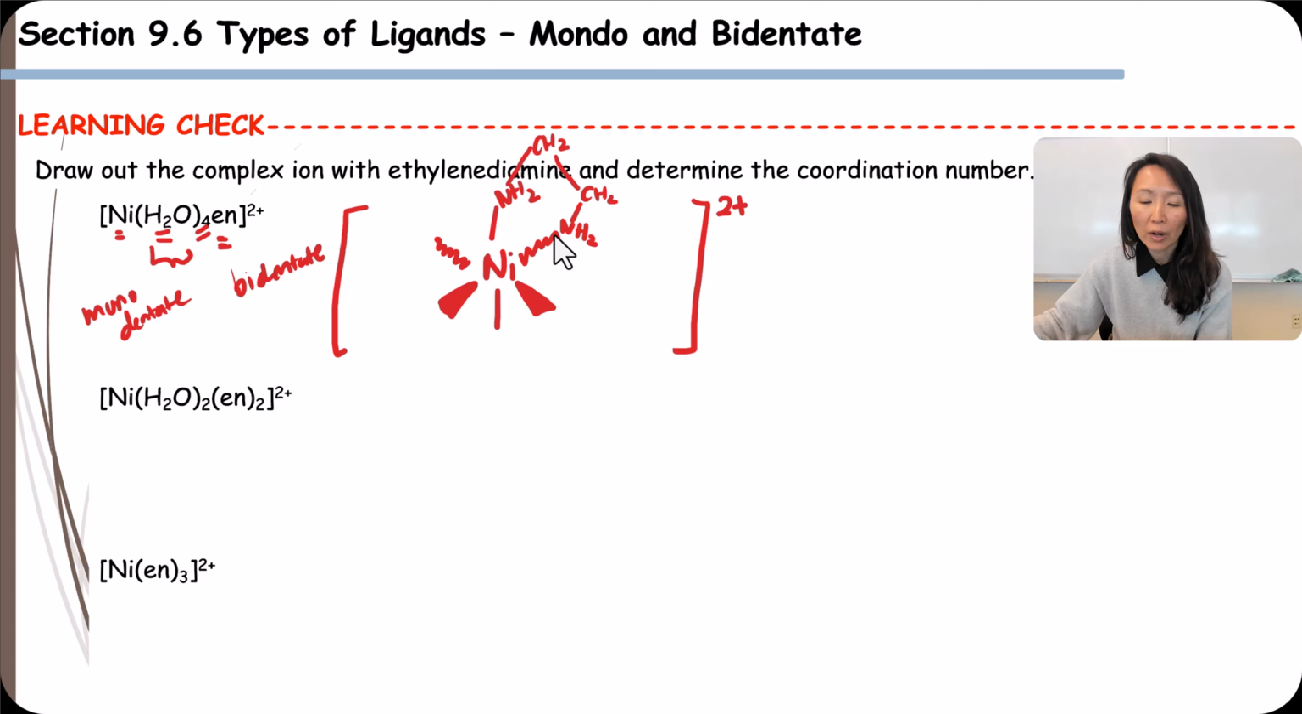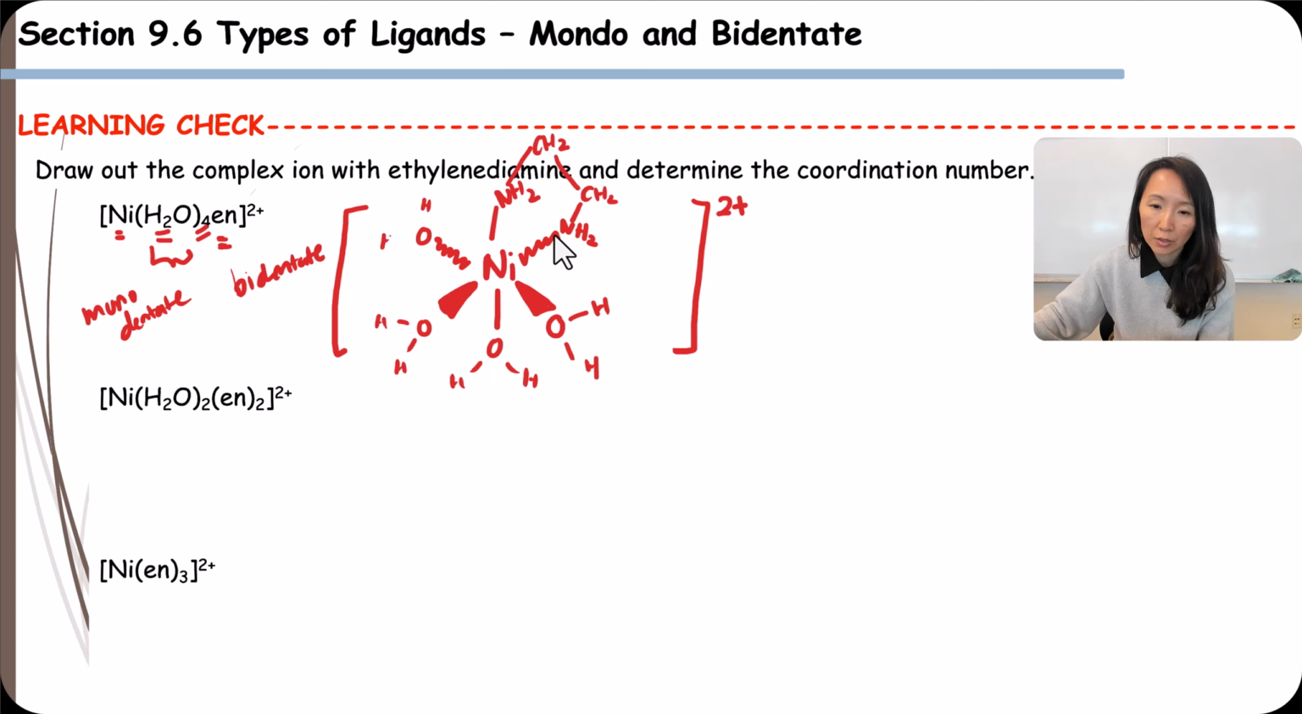Then we have our water. In water, the oxygen is the one that has the lone pair, so oxygen will be here, and I'm going to write the rest of the hydrogens. Same thing. There are 4 oxygens. Okay. All right, so this would show what the complex ion would look like.